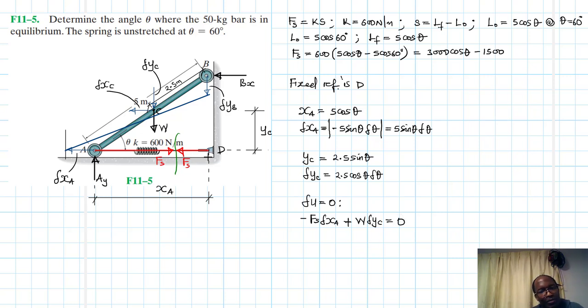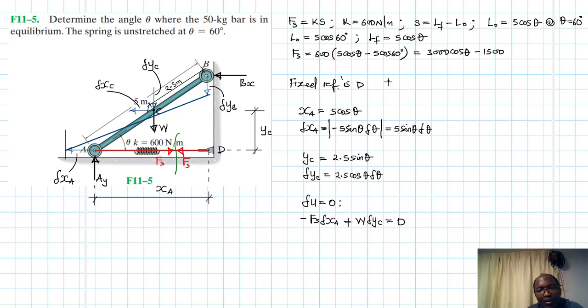And so is point D. We have a force there, but we don't have any virtual displacement of our system. All right, so there we go. So we have this equation. We just need to plug in everything that we have.